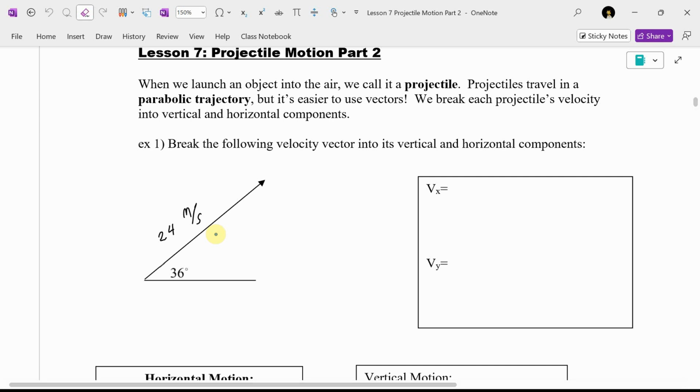On your test, probably for 2 marks, I'll be giving you a question somewhere where I ask you to find the components of something. Example 1 says, break the following velocity vector into its vertical and horizontal components. So this is a side view. It's being launched above the ground. So first thing I'm going to do is draw the horizontal component. I'll call that Vx. I always do horizontal first. Then the vertical component. I'll call this Vy initial.